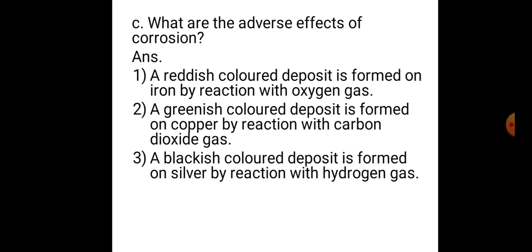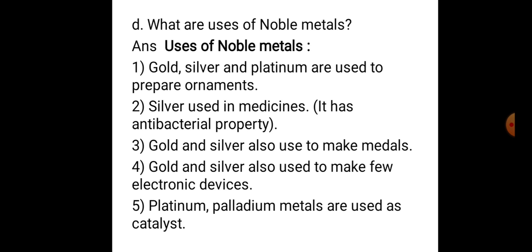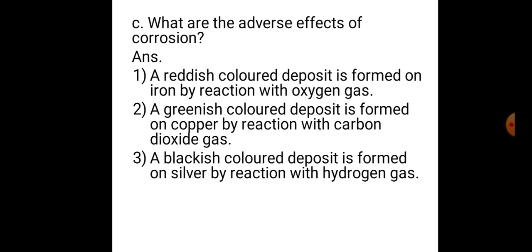What are the adverse effects of corrosion? A reddish colored deposit is formed on iron by the reaction with oxygen gas. A greenish colored deposit is formed on copper by reaction with carbon dioxide. A blackish colored deposit is formed on silver by reaction with hydrogen gas. So these types of deposits are formed by the effect of the corrosion process.